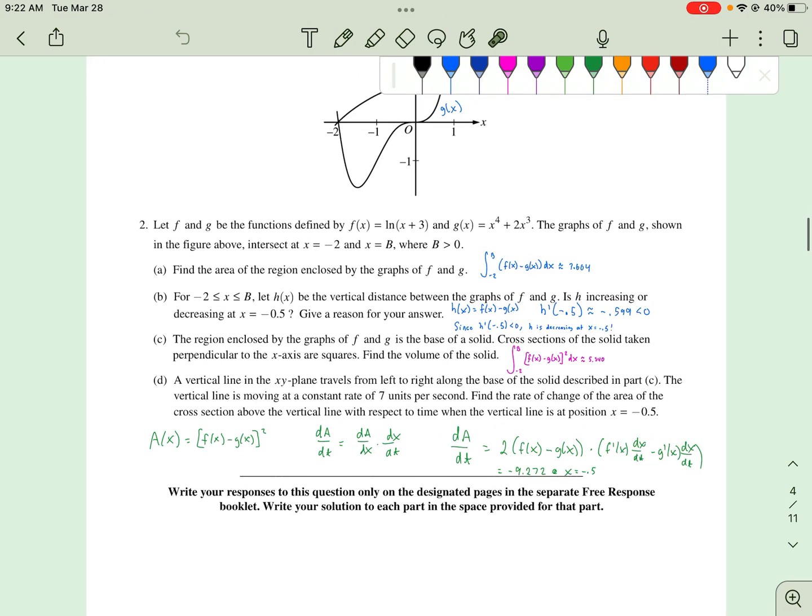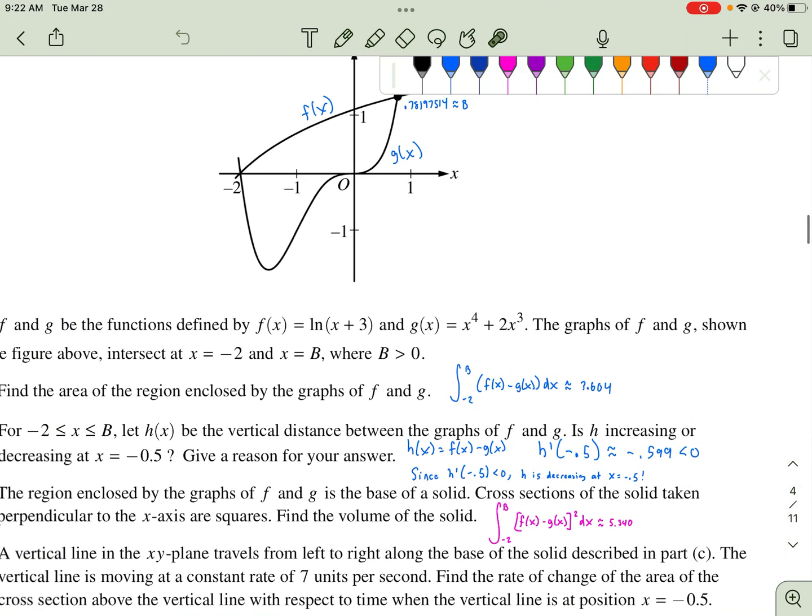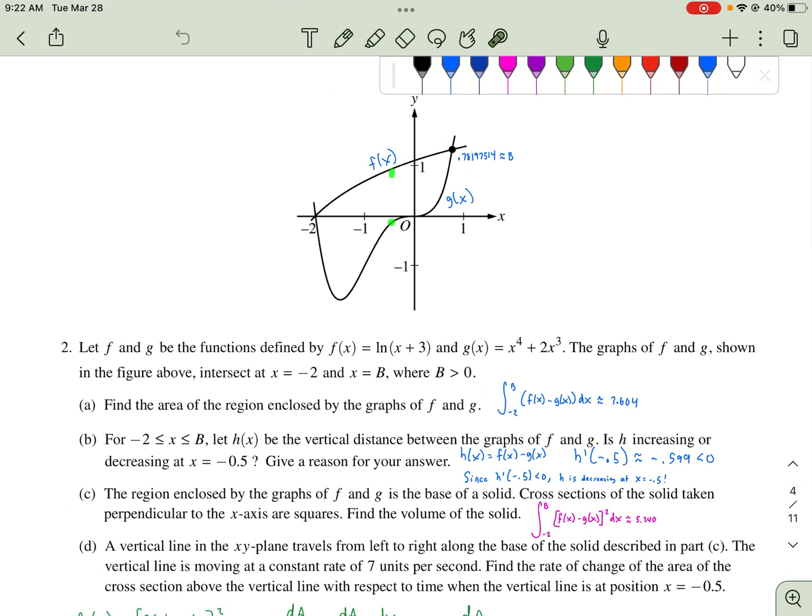All right, on number 2, we have a graph here that we want to find the area of the region enclosed. So that's the integral of top minus bottom from -2 to that number right there, which they're calling that intersection point B, but you have to find that intersection point. And so you just do the integral from -2 to B of top minus bottom to get you that.